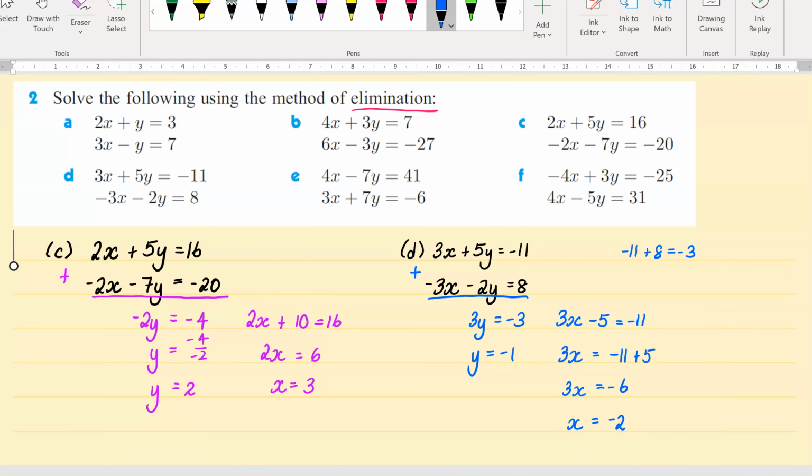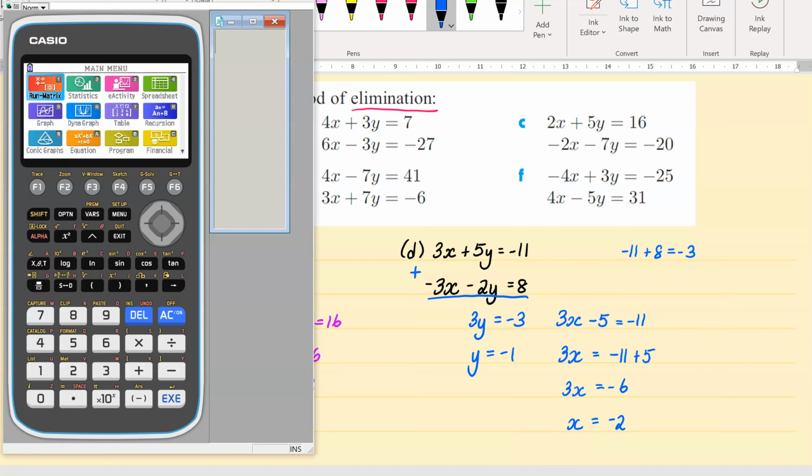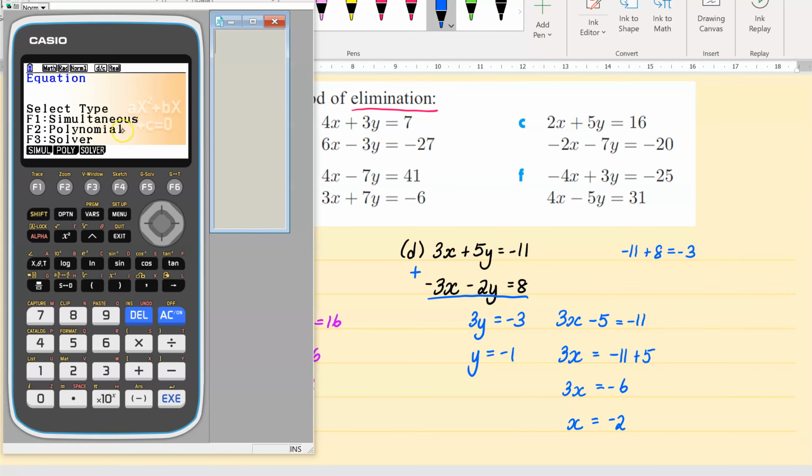Maybe I don't know what the answers are on the back of the book. Look at this graphics calculator. If we use our arrow keys and go down into equation, look at that. We've got actually a simultaneous section in our calculator. That's how important they are. So to get that, we press F1.